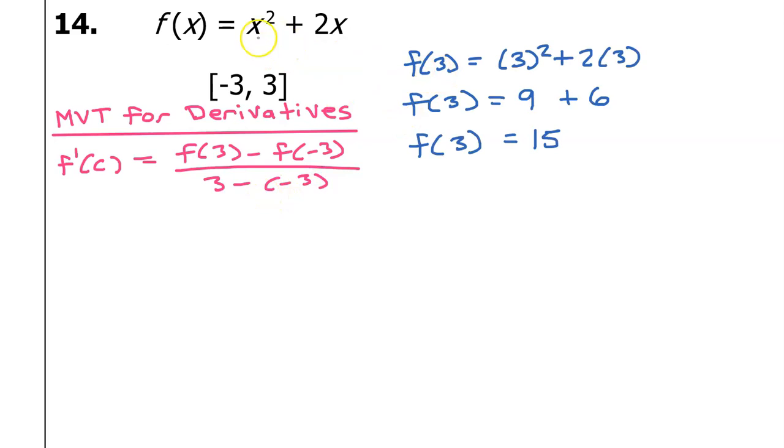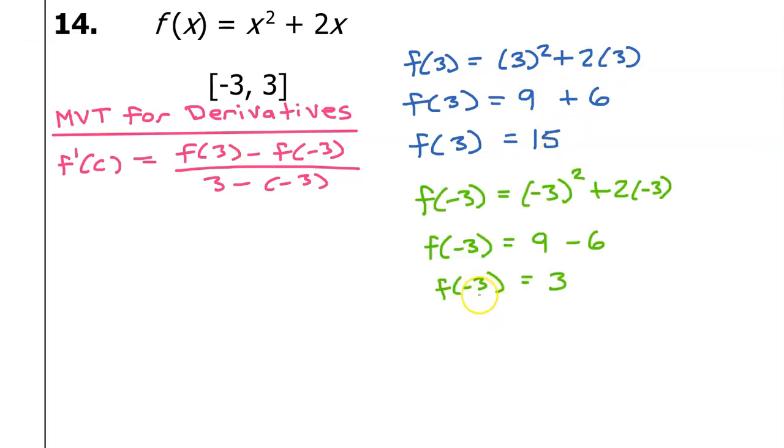Substituting 3 in for x, we have 3 squared plus 2 times 3, so that's 9 plus 6, which is 15. Substituting negative 3 in for x, we get negative 3 squared plus 2 times negative 3, which is 9 minus 6, which is 3.